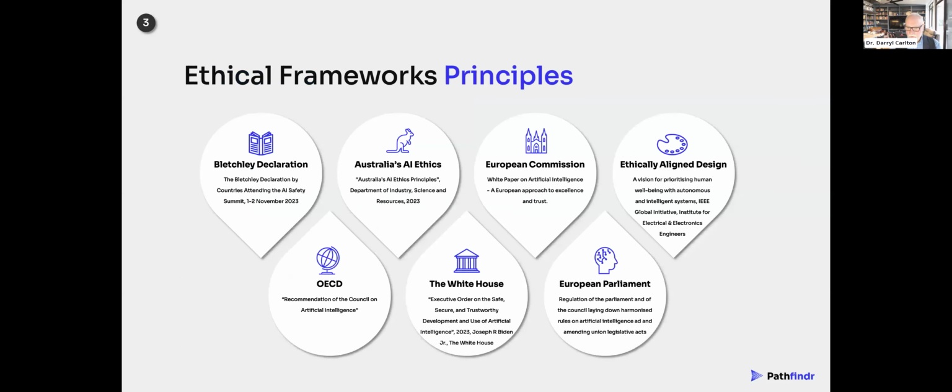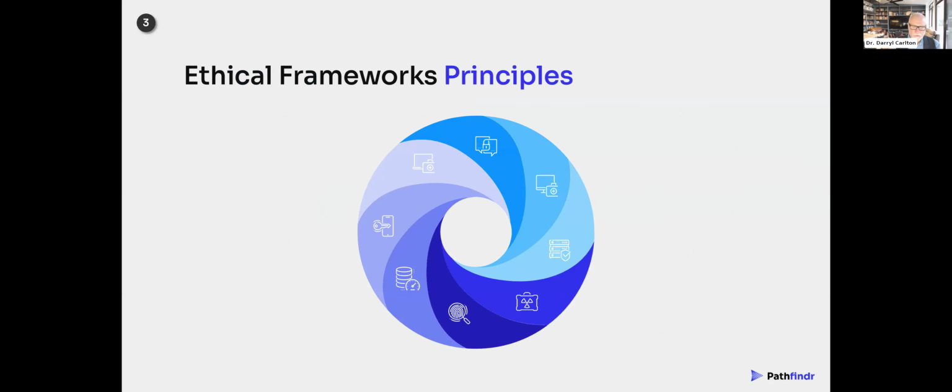So we have all of these ethical principles, and most of the global approaches to ethical frameworks are built on the idea of responsibility. The Bletchley Declaration, Australia's AI Ethics, OECD, the White House, etc. And I'm going to go through what those look like. Now, what we have done is we have distilled all of the global approaches into 8 frameworks.